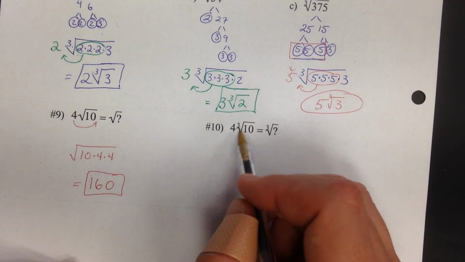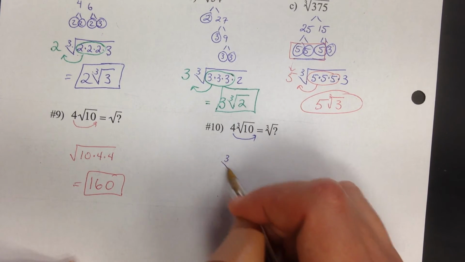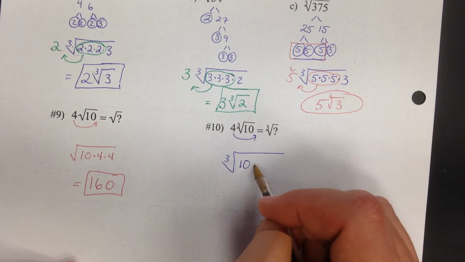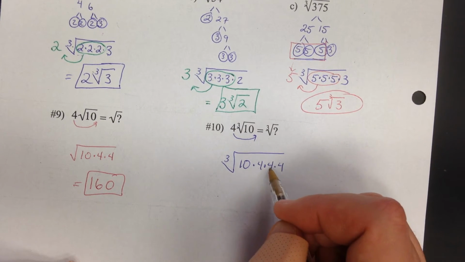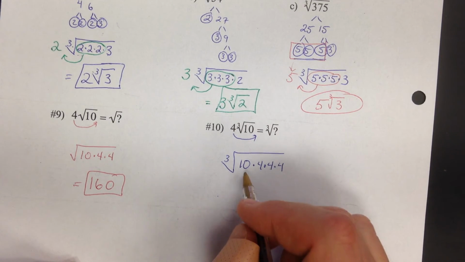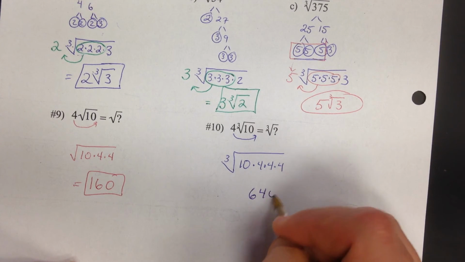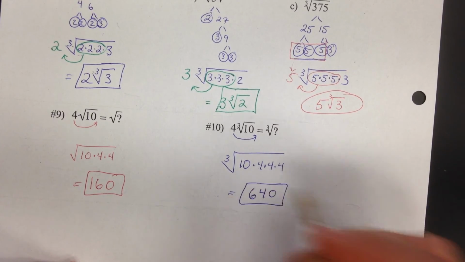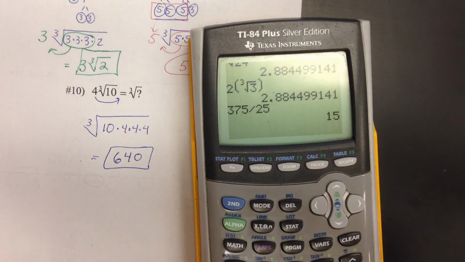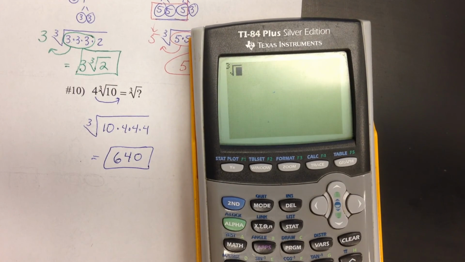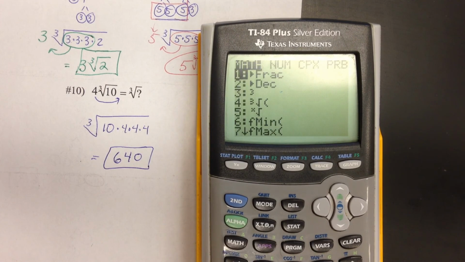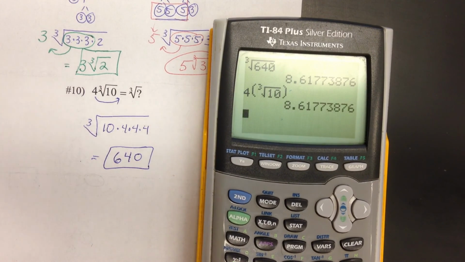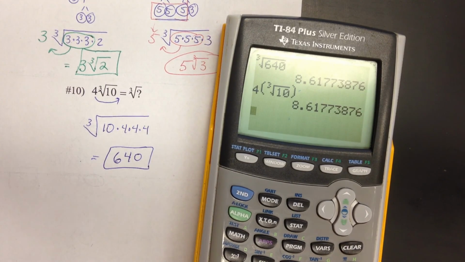If it was a cube root, 4 times the cube root, well, to pull a number out, that means you must have had 3 of them for a cube root, so it's 10 times 4 times 4 times 4. So if I multiply all that, what we get is 640. Let's see, does that work? Well, the cube root of 640 is a decimal. 4 times the cube root of 10 is the same decimal. That means that we did this right. That means that this is our answer, and that means we're done with the notes.